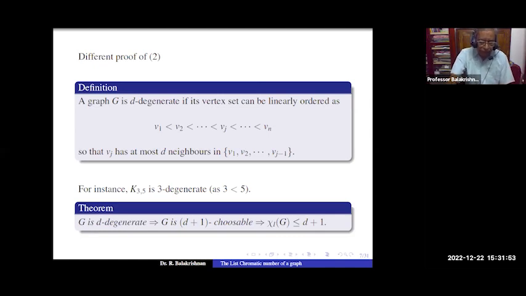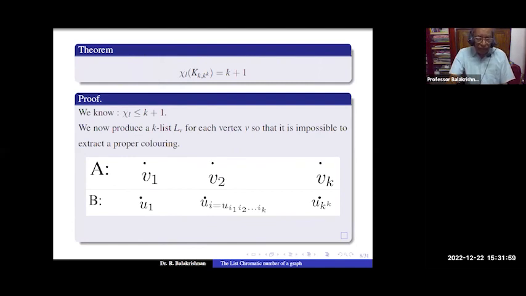Okay, next one, please. Now I look at this particular graph. What is the graph? The complete bipartite graph. One part has k vertices, the other part has k to the power k vertices. It's a very nice result. And what is the list chromatic number? It is exactly equal to k plus 1. As per the previous theorem, you know it is less than or equal to k plus 1, but you really need k plus 1 colors to give a proper coloring to this graph.